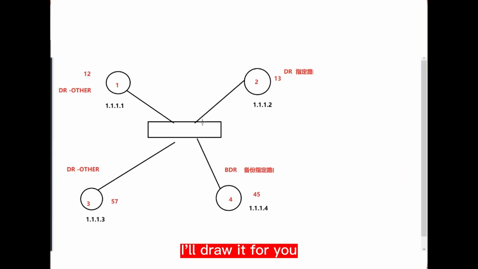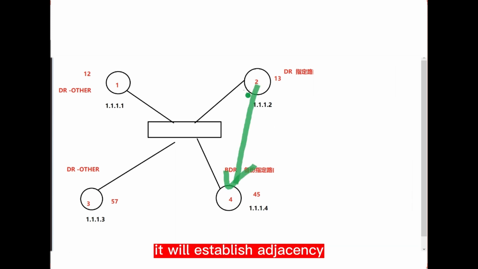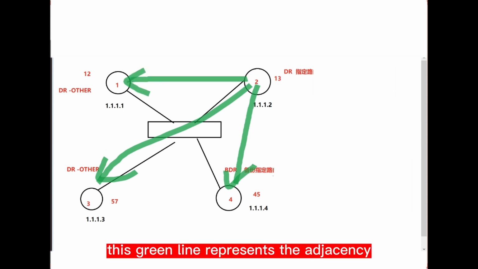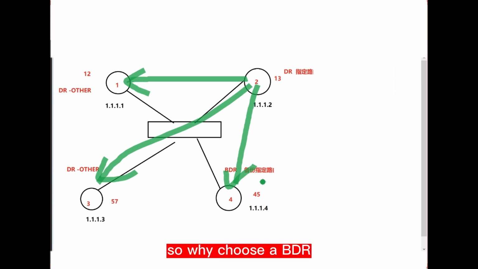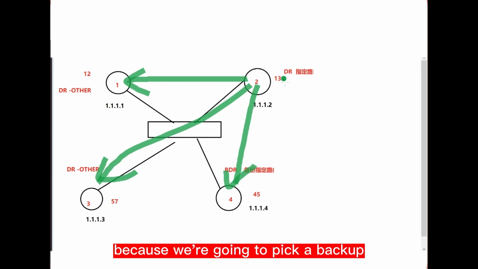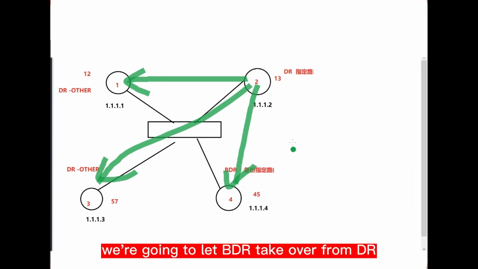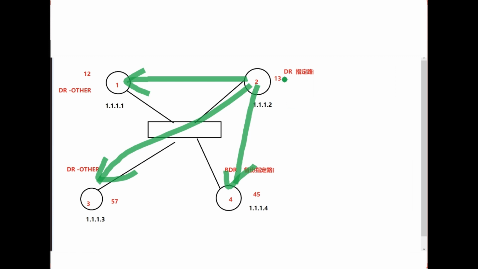I'll draw it for you. We now elect a DR here. It will establish adjacency with all devices running OSPF in the broadcast domain. This green line represents the adjacency. So why choose a BDR? Because we're going to pick a backup. If one day DR is gone, we're going to let BDR take over from DR.